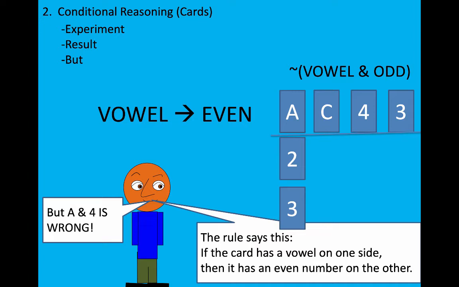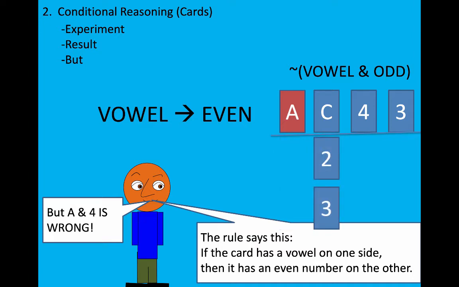What about the possibility that there's a 3 on the other side? Would that violate the rule, if vowel then even? Well, again, the only way you can violate the rule is by having a pairing of vowel and odd. Would A and 3 be a pairing of vowel with odd? Yes, indeed it would. So you have to turn over card A to make sure it doesn't have an odd number on the other side. Because if card A has an odd number on the other side, then you've violated the rule.